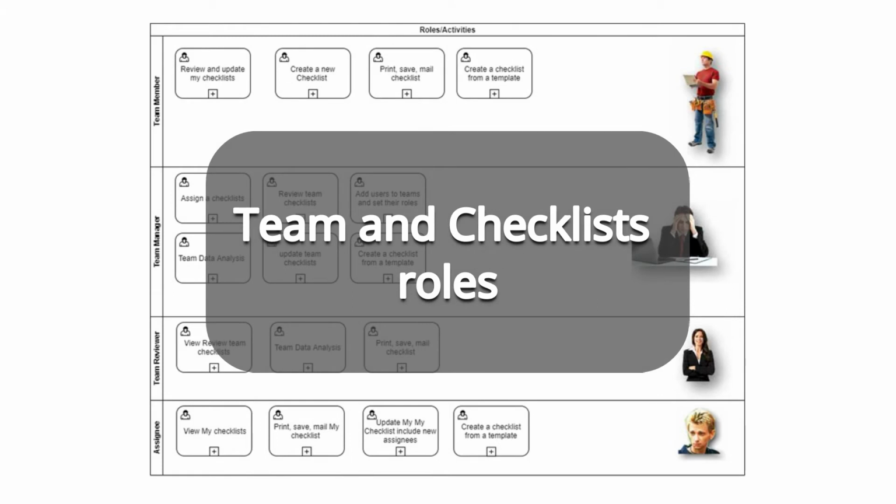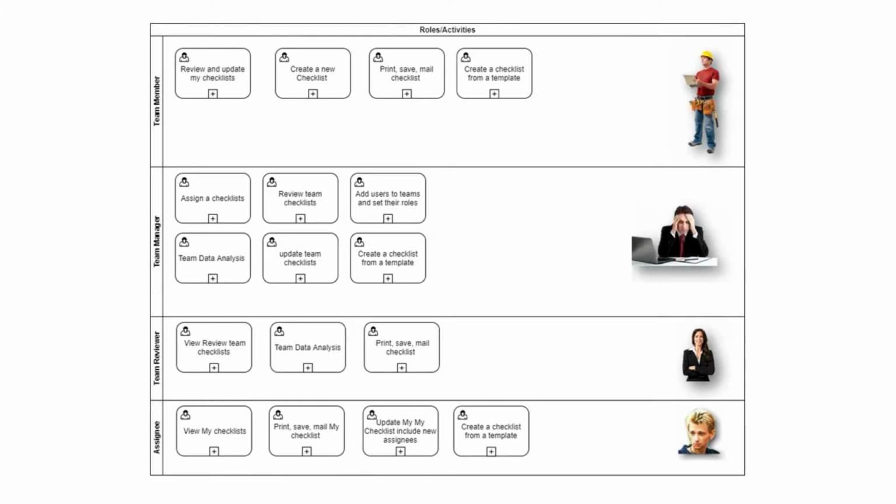The next set of roles are related to teams and checklists. So basically, a checklist has assignees which have particular roles. So an assignee is someone who can create a checklist. Every user can create a checklist and then becomes an assignee, and then can do basic operations on those checklists. So they can save, email, print checklists, can update those checklists, set new statuses, and can create a checklist from a template.